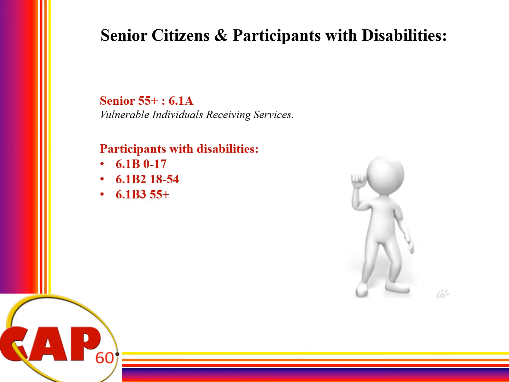When entering this indicator for participants with disabilities, you will need to enter one of the following. 6.1B1, ages 0 to 17 years. If the participant is 0 to 17 years old and is disabled, you would report them using this NPI. Same goes for 6.1B2, 18 to 54, and 6.1B3, 55 years and older.